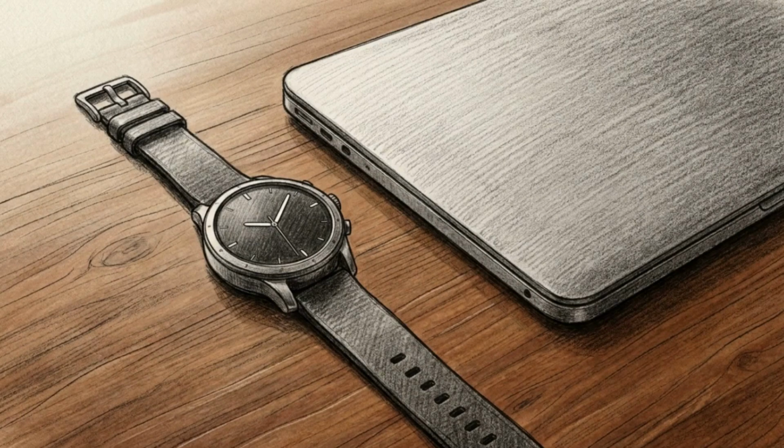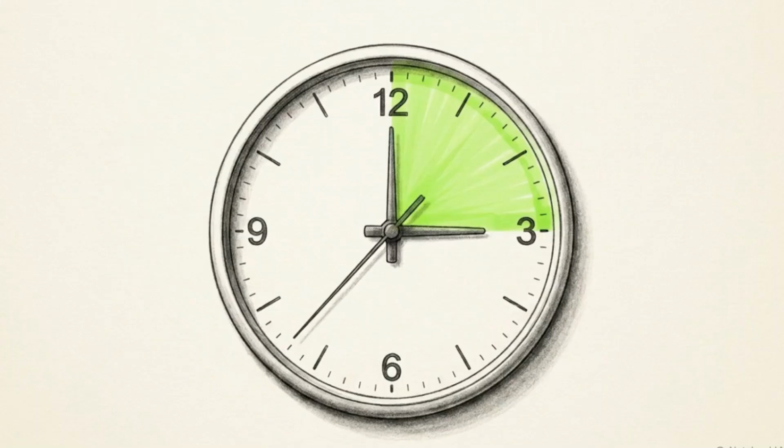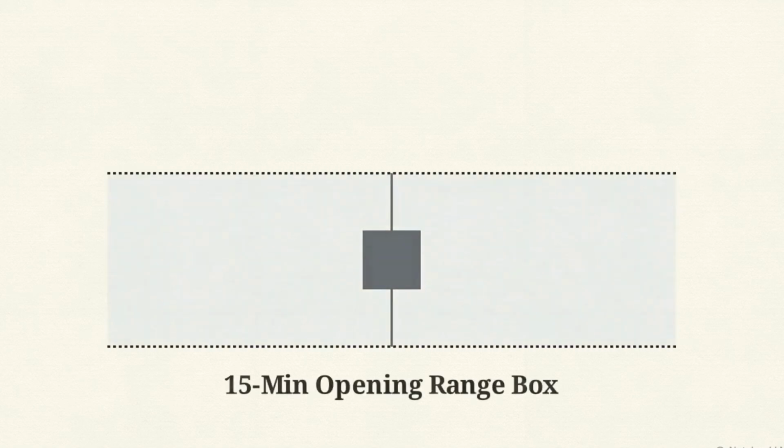When the market opens at 9:30 a.m., sit on your hands. You need to wait for that very first 15-minute candle to fully form and close at 9:45. Once that candle closes, draw horizontal lines at the exact high and the exact low of the range. This creates your opening range box, the boundaries for the rest of our analysis.